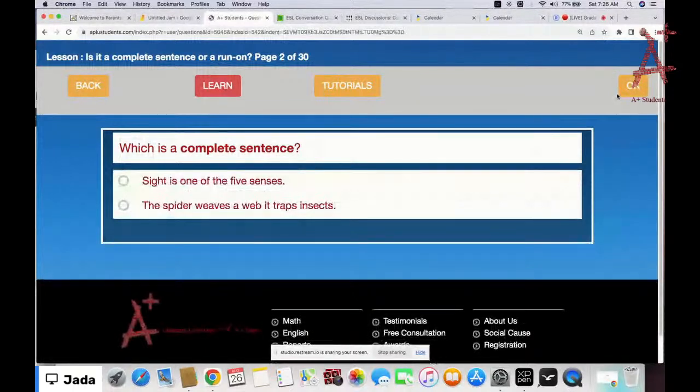Okay, so which is a complete sentence? Sight is one of the five senses. The spider weaves a web, it traps insects inside. Now this is a what? This is a run-on. It has two sentences inside. This, sight is one of the five senses, is what? A complete sentence.